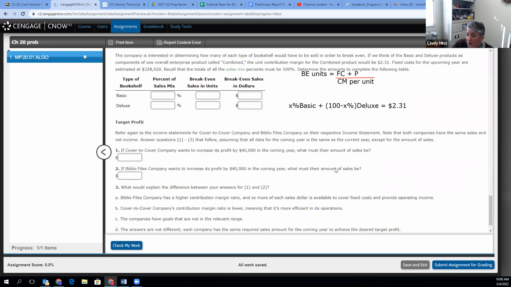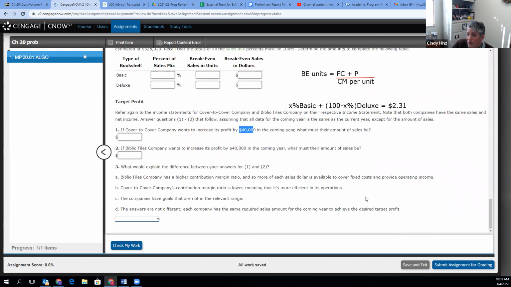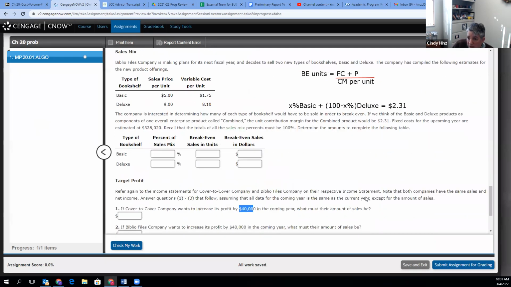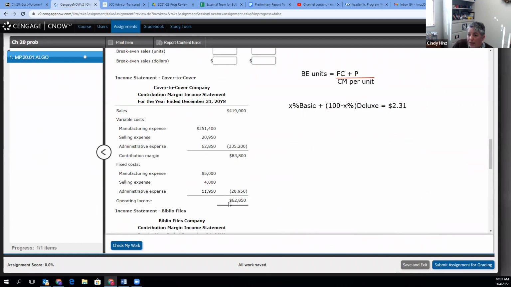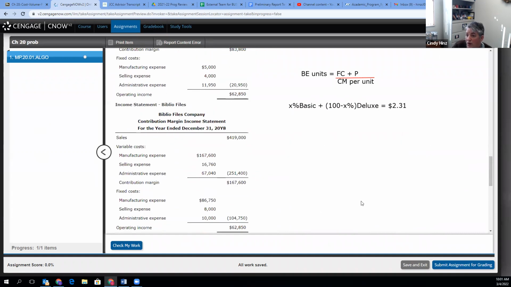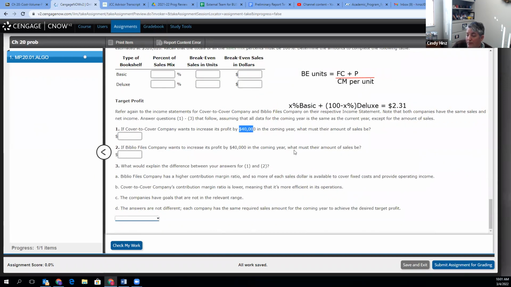And then in the last part, it asks, what if we want to increase our profit by $40,000? So Cover to Cover's profit was already $62,850. If we wanted to increase that to $102,850, what would our units be? And the same thing for Bibliophile.